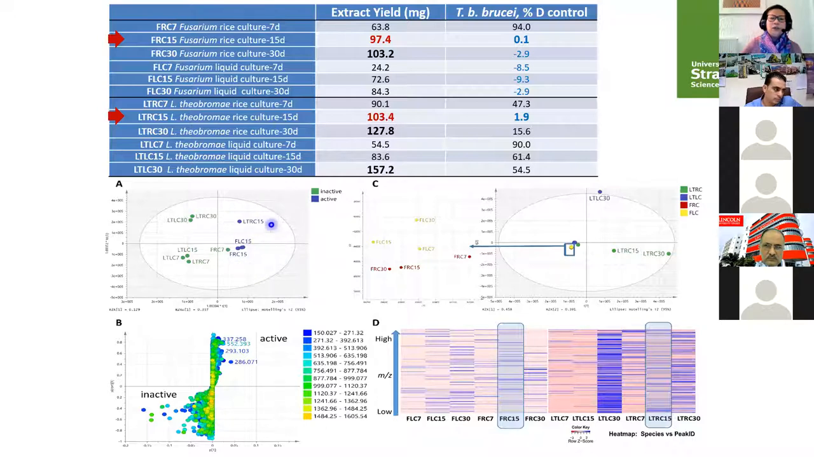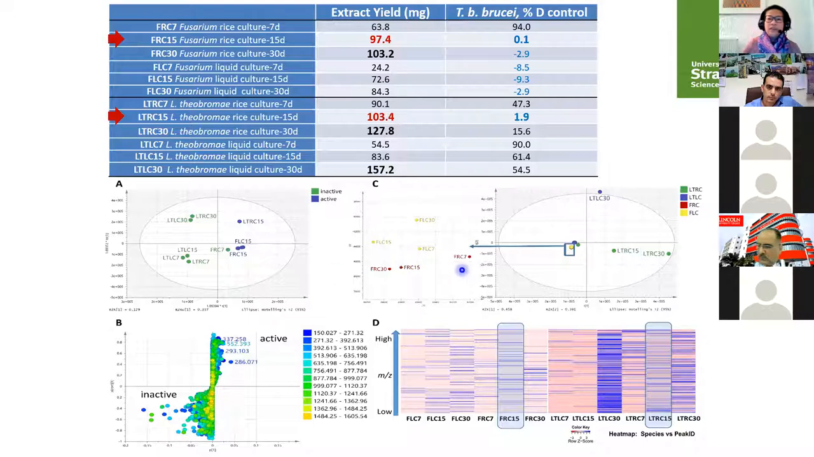So here we could see the uniqueness of the Lasiodiplodia rice culture at 15 days. Okay, so that already correlates with that result. So here, this is then the S-plot. It tells us the different metabolites that Norwini will need to target.